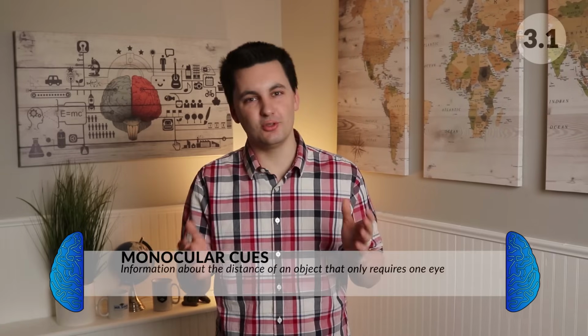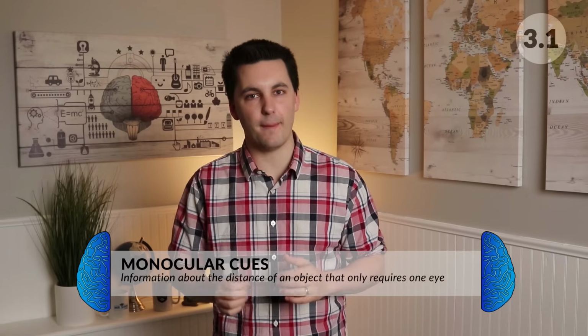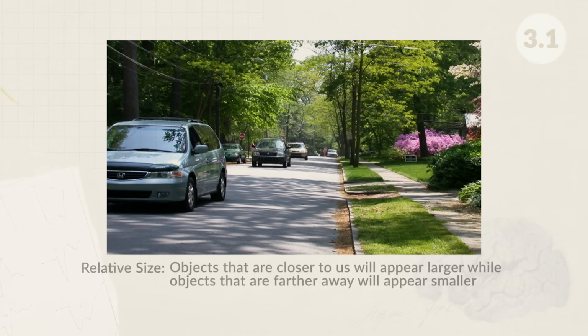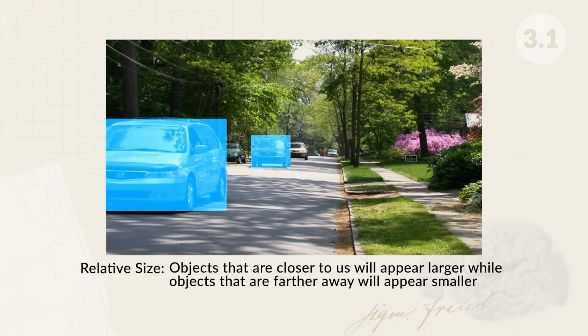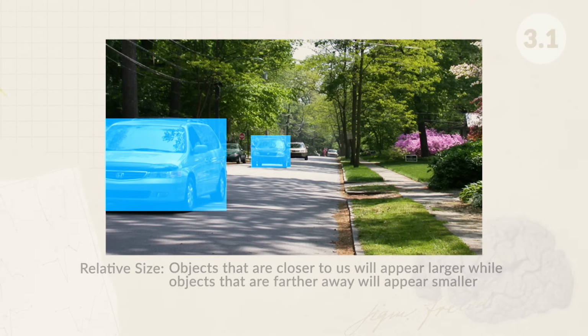We can see that when we are looking at an object, each eye is seeing a different part of the object. This is what allows us to have a degree of depth. It is also known as retinal disparity. Monocular cues, on the other hand, require only one eye. Monocular cues can be broken up into 6 different cues. Relative size allows us to determine how close an object is to us. Objects that are closer to us will appear larger than objects that are farther away, which will appear smaller.